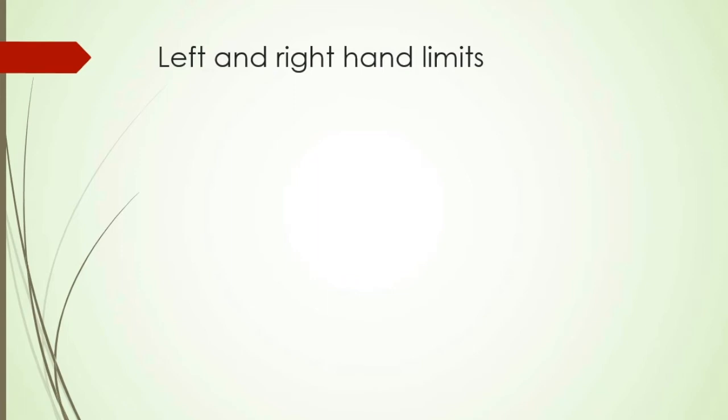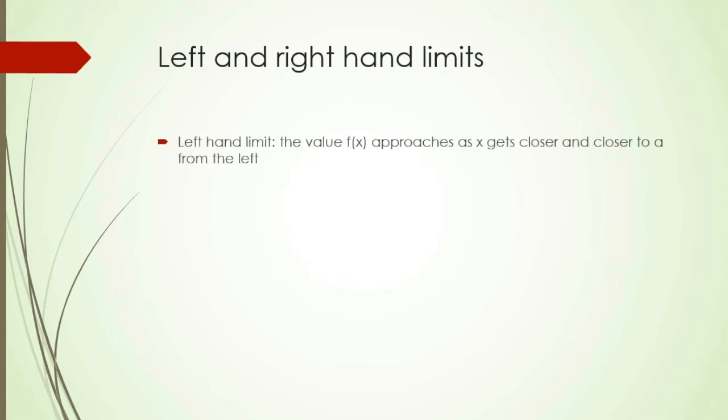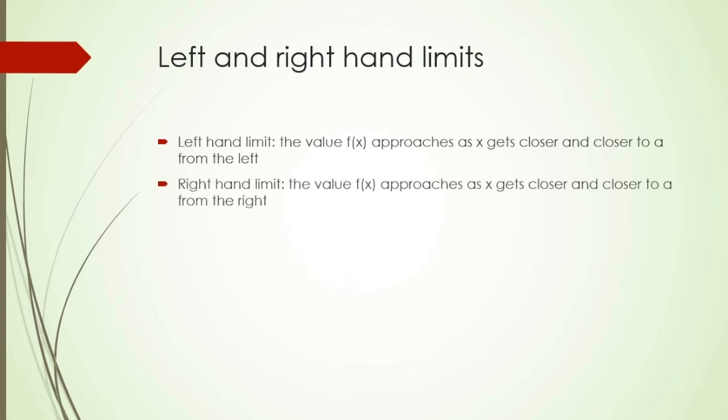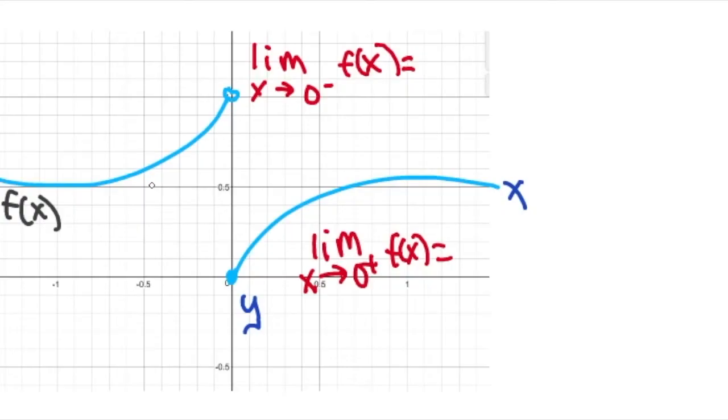You might be asked to find the left and right hand limit. The left hand limit is what f of x approaches as x approaches a from the left. The same goes for the right hand limit, except this time, x is approaching a from the right. But sometimes the left hand limit, and the right hand limit, are different numbers.